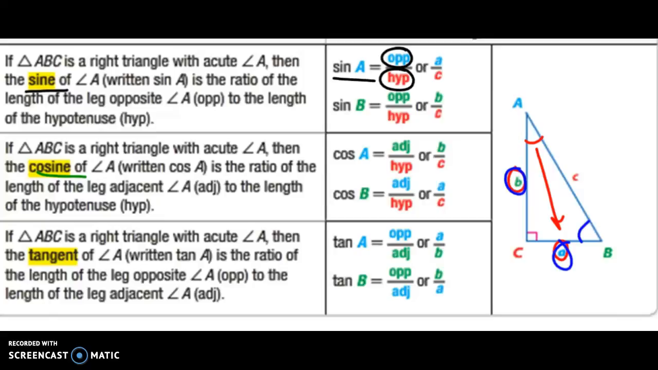Now, the way we remember this is a phrase. SOHCAHTOA. And SOHCAHTOA is sine is the opposite over hypotenuse, cosine is the adjacent over hypotenuse, and tangent is the opposite over adjacent. And I would recommend putting that in your notes somewhere.